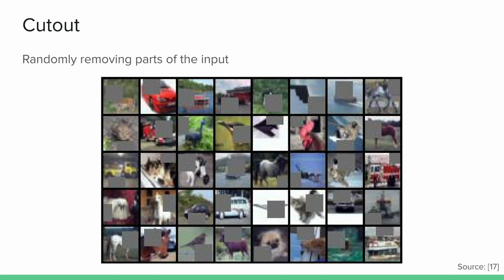Cutout is something that I think I mentioned before. For images, you can take certain parts of your input and just remove them, set them to zero, and force the network to be able to understand images, even though some parts of the images are hidden.